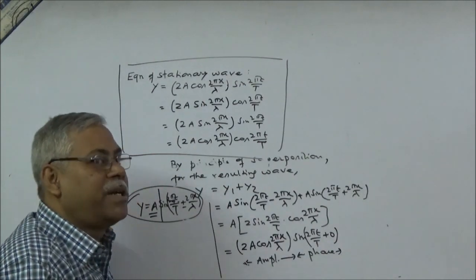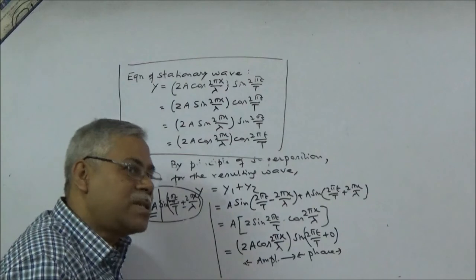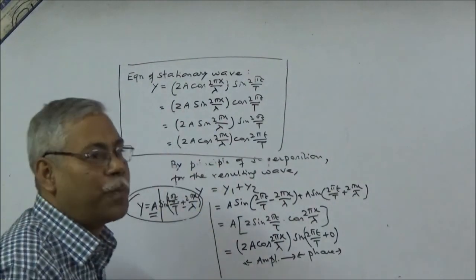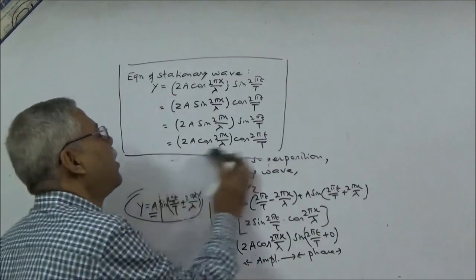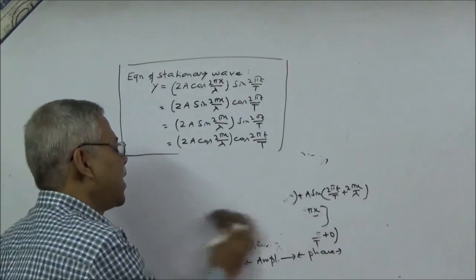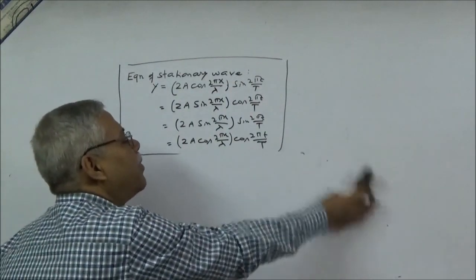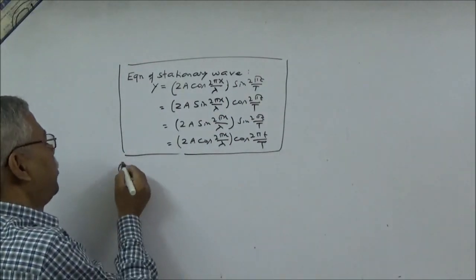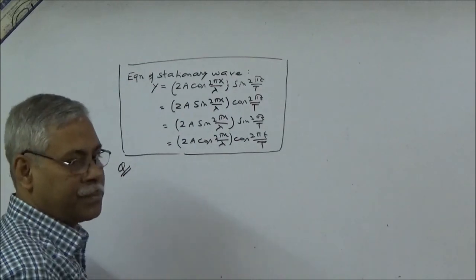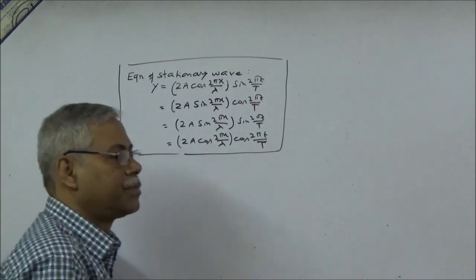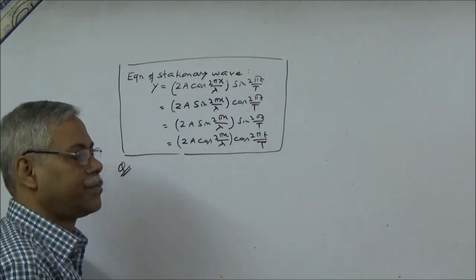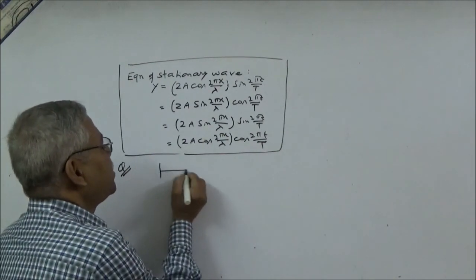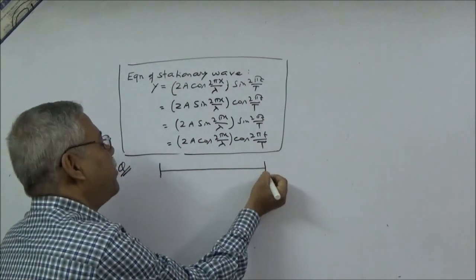I have stated the type of reflection. I will discuss different types of reflection and how different equations are obtained. But before that, I will discuss the characteristics of a stationary wave. Right? Question: write the characteristics of a stationary wave.